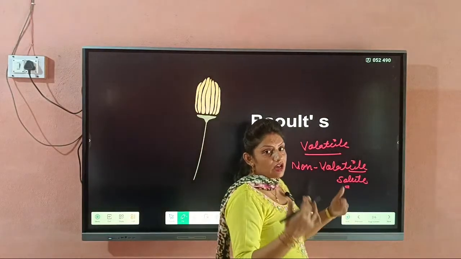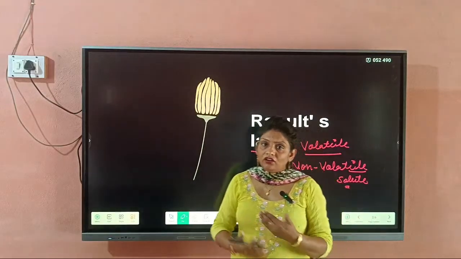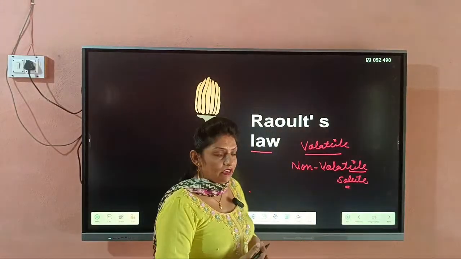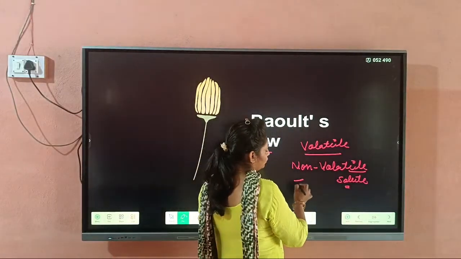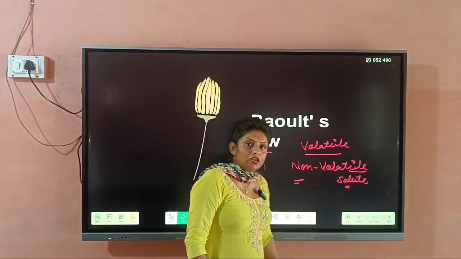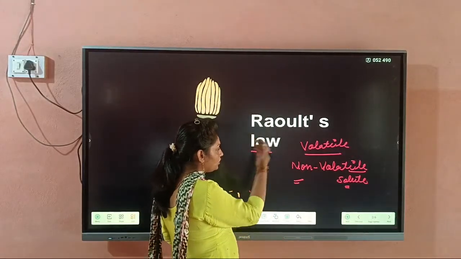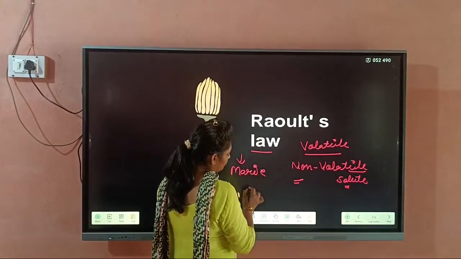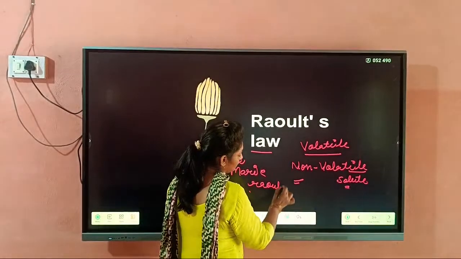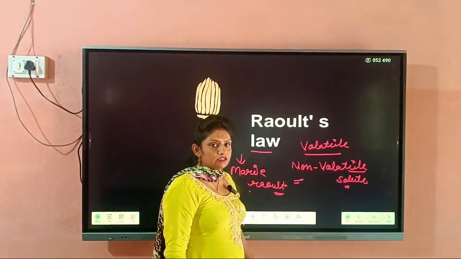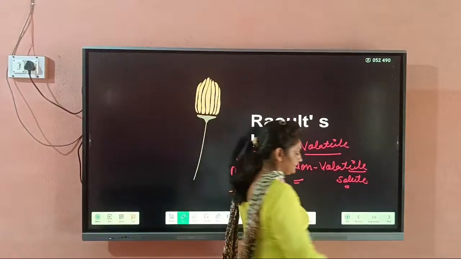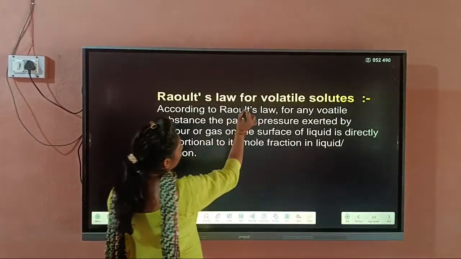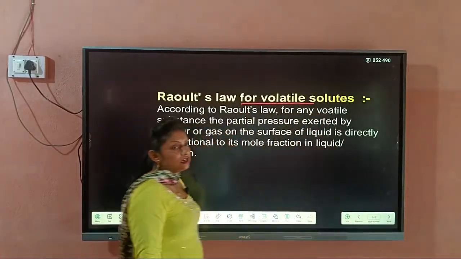Volatile substances are those which can convert into vapors very easily. And non-volatiles cannot be converted into vapors. Okay. This is known as Raoult's law because it was given by Raoult. So now we will discuss what this law says. Raoult's law for volatile solutes.